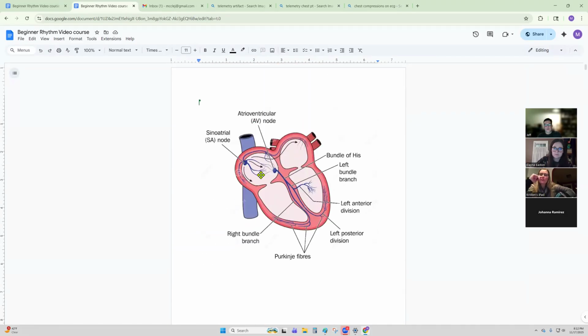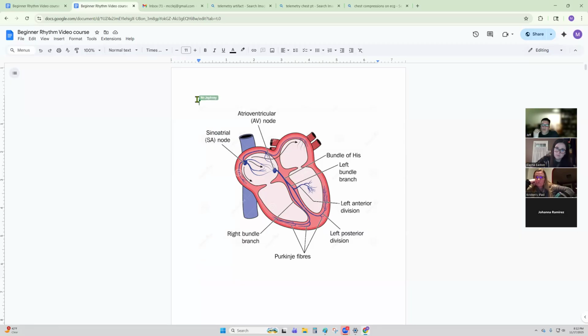So normal impulse leaves the SA node, depolarizes the atrial chamber, gets to the AV node, comes down through the bundle of His area, and down through the septum, the Purkinje fibers, and contracts the ventricles, right? So bundle branch blocks. You have two major left ones. You got an anterior and posterior on the left, and then you got an anterior on the right. And this picture doesn't really show them. It just kind of shows this little shoot off here.